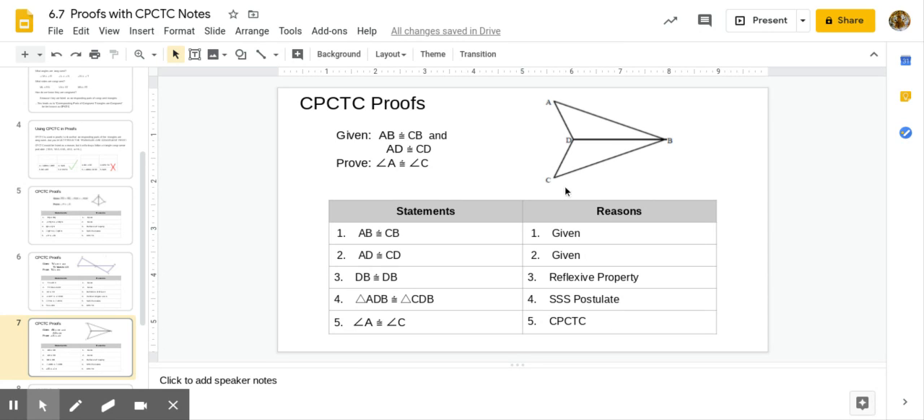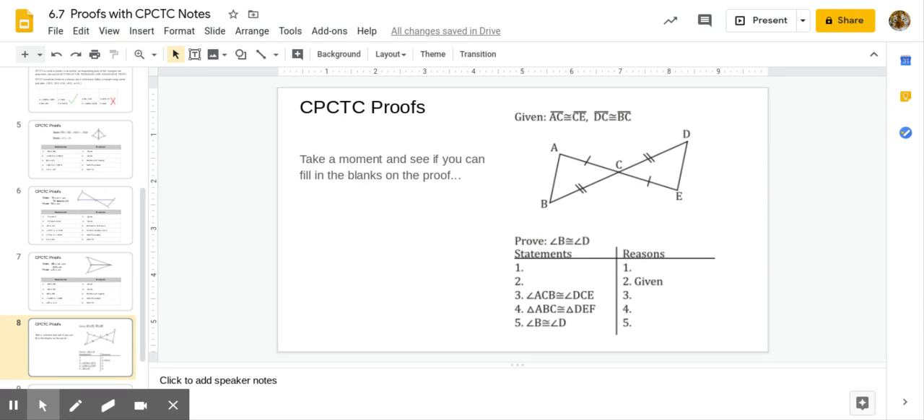Now the question is, why is angle A congruent to angle C? That's the prove statement. That goes as our last statement in our proof. And that would happen because they are corresponding parts, where the short side and the long side come together, where the short side and the long side come together. So A and C are corresponding parts of congruent triangles, so therefore they are congruent. CPCTC.